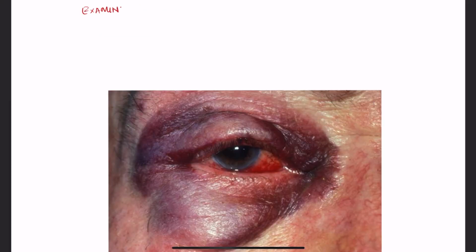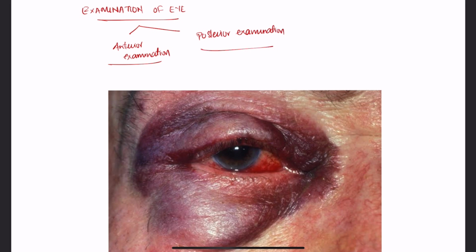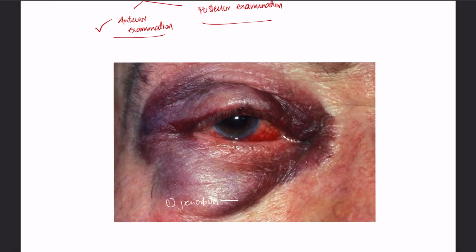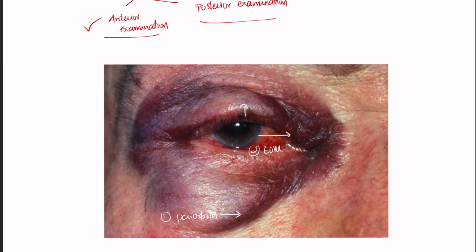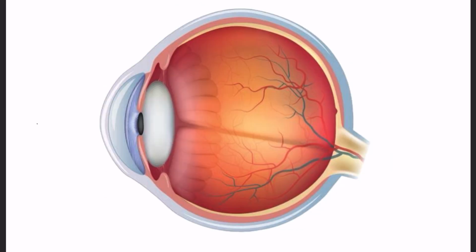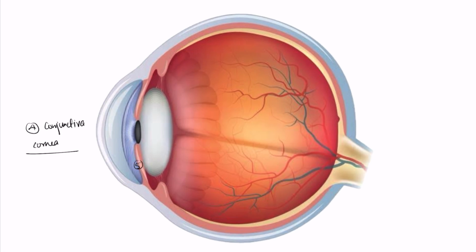Again, examination of the eye in trauma will continue as anterior examination as well as posterior examination. In anterior examination, we should look at the periorbita and extraocular muscles. Third, we have to see the lids, the lashes, and the lacrimal glands and lacrimal sacs. Fourth, we have to examine the cornea and conjunctiva. Then comes the iris examination, then the anterior chamber examination, and finally the lens examination. And we have to proceed to the posterior examination also.